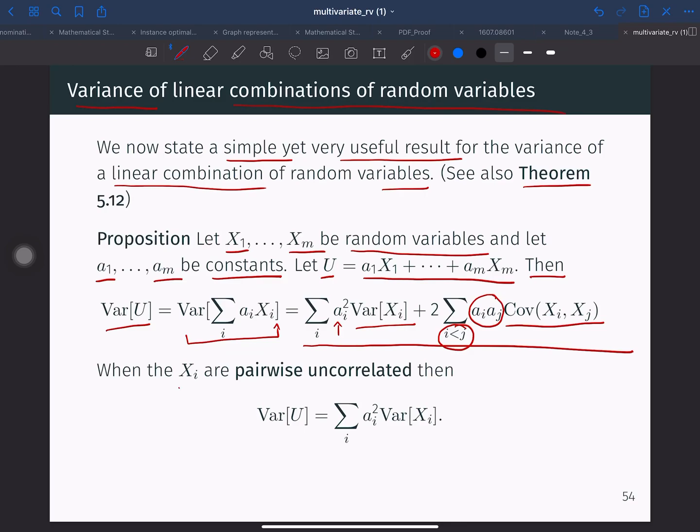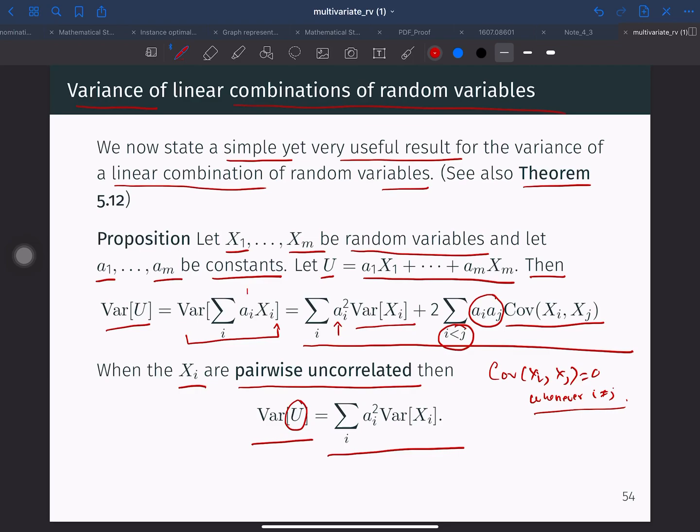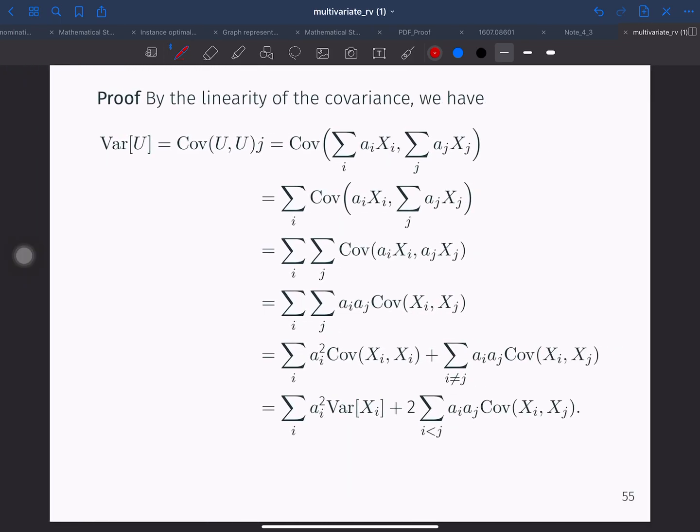In the case when the Xi are pairwise uncorrelated, what that means is that the covariance of Xi, Xj is 0 whenever i is not equal to j. Then that implies that the variance of this linear combination is a linear combination of the variances. So the variance of the linear combination U is now the sum of the variances of the Xi weighted by the coefficient squared. And this result is quite elementary to prove, so we will skip the proof, but you can see the lecture notes for more detail.